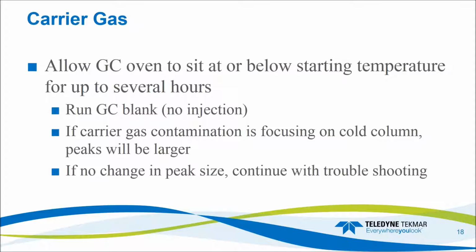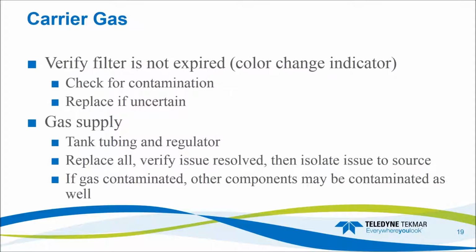So if it's really large in the blank that was run when the system sat for a while, we know that that contamination is collecting on the GC column. And then the next blank doesn't have as much time for contamination to collect, and so there's less contamination. If the peaks are of similar size, that points to some other portion of the system.